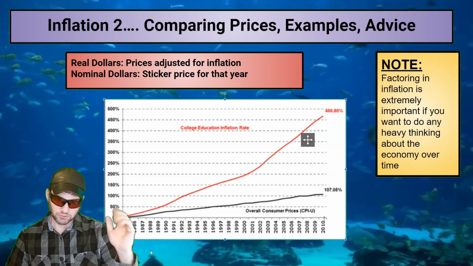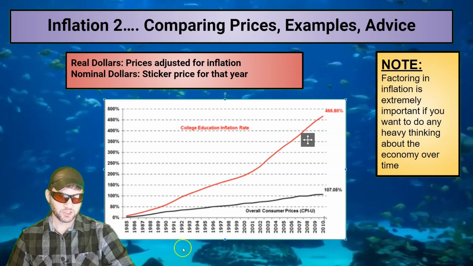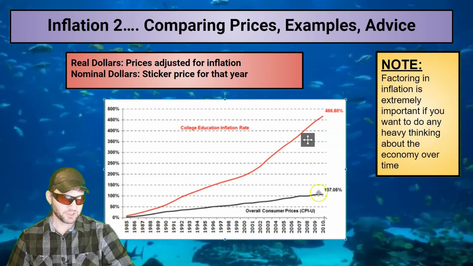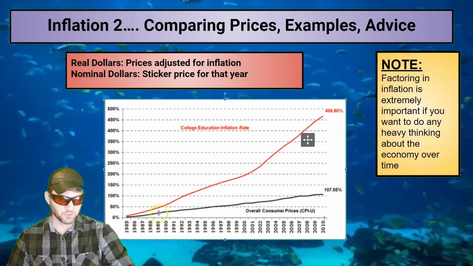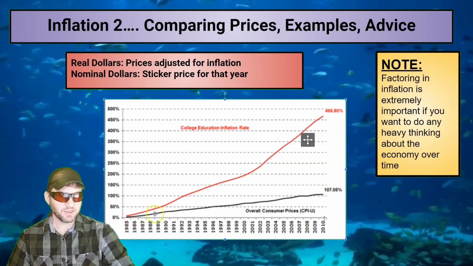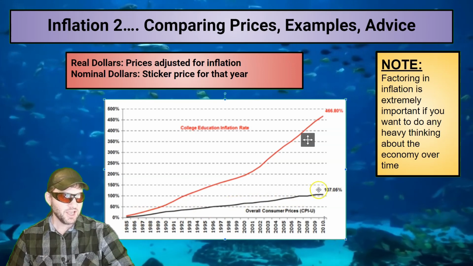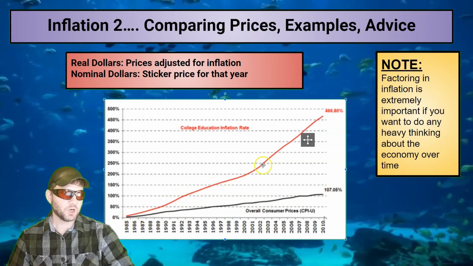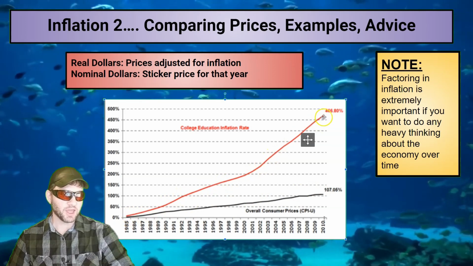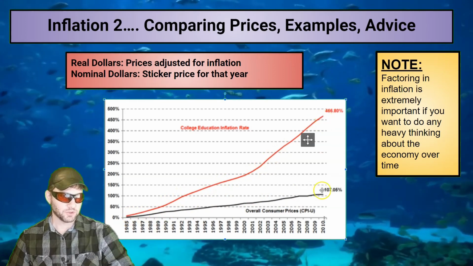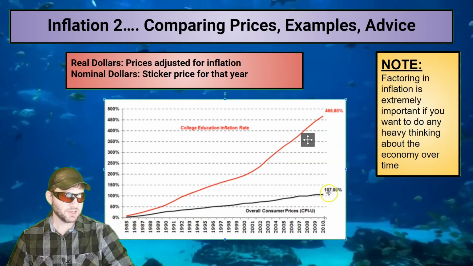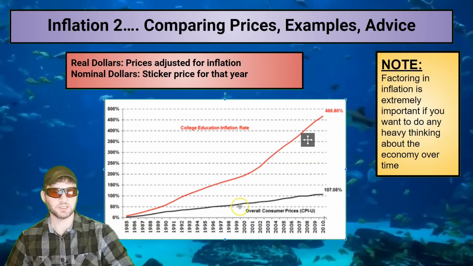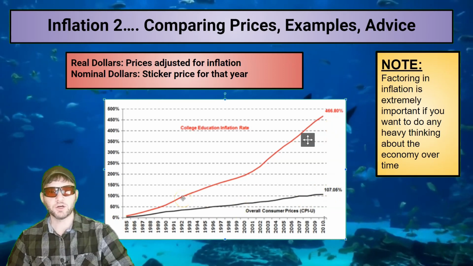Someone's put this up on a graph, and it shows exactly what we just said. Going from 1985, prices rose 107%. This is the average consumer price index, average inflation. And in that same time span, the cost of college rose much, much more than all other prices. All other prices since 1985 rose 107%. Colleges rose 466%. So the graph shows that our two methods worked.